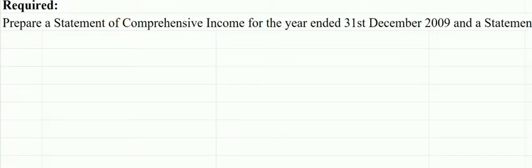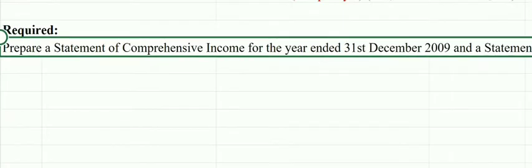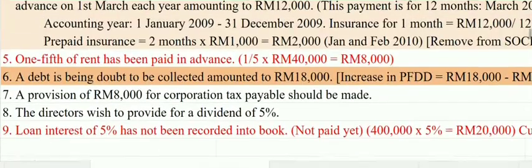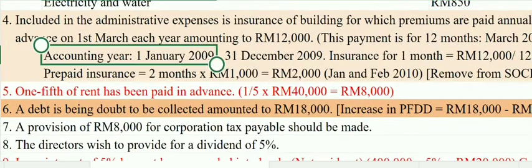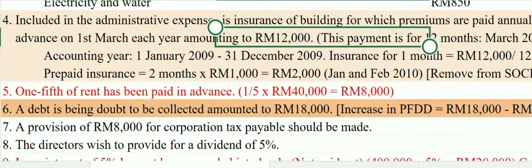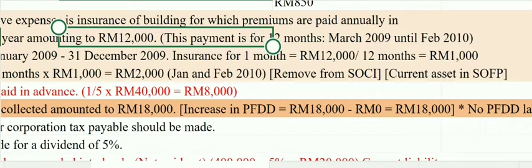Okay, let's look at the question again. The year end of the company is 31st December 2009. Therefore, the financial year or accounting year is from 1st January until 31st December 2009. This means we have paid in earlier. We have paid in advance.